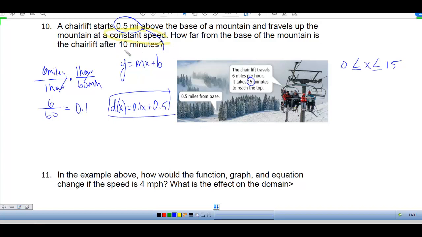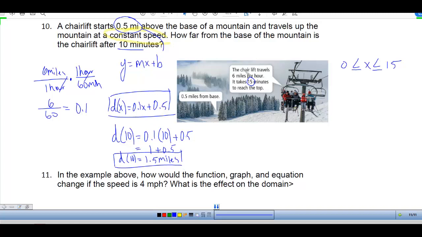And then it wants to know how far I will be after 10 minutes. So now we just evaluate it. So I have d of 10 is equal to 0.1 times 10 plus 0.5. And 1/10 times 10 is just 1. So d of 10 equals 1.5. And we're talking miles is our unit. So at this rate of 6 miles per hour, starting a half a mile from the base camp, after 10 minutes, we'll have traveled 1.5 miles.